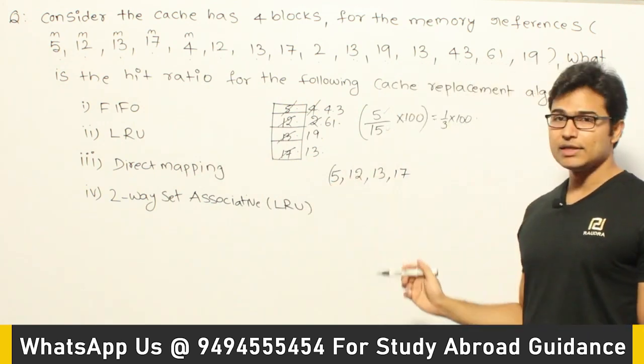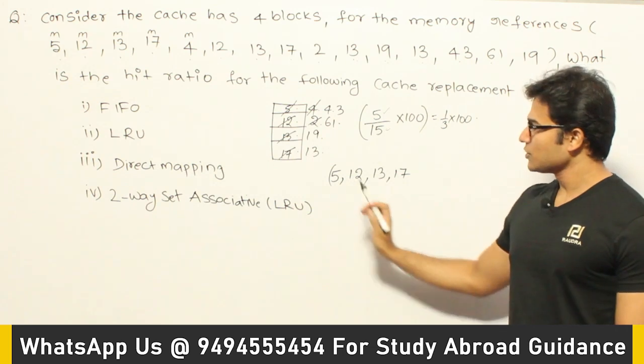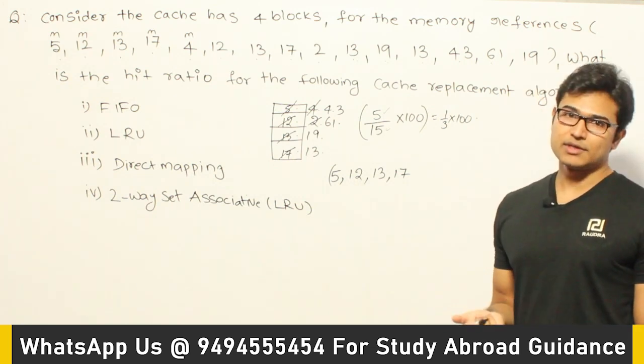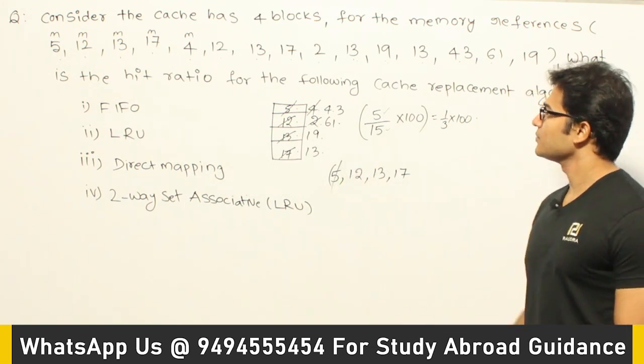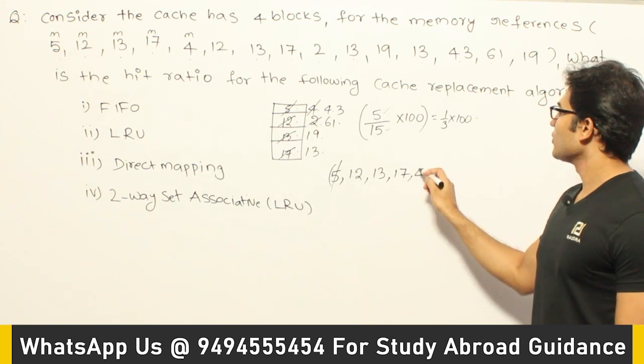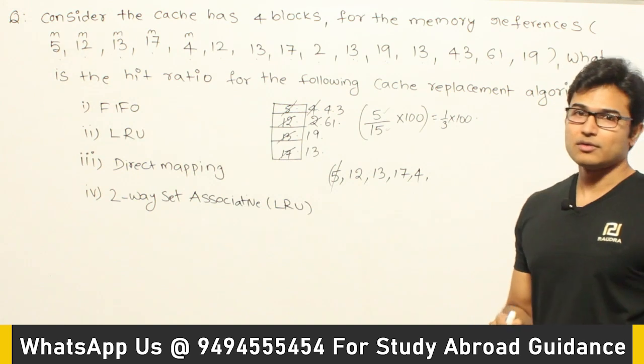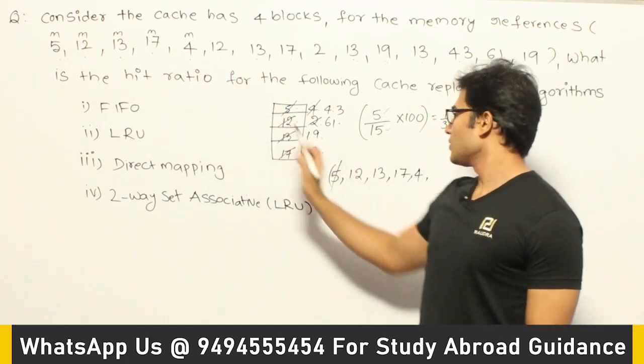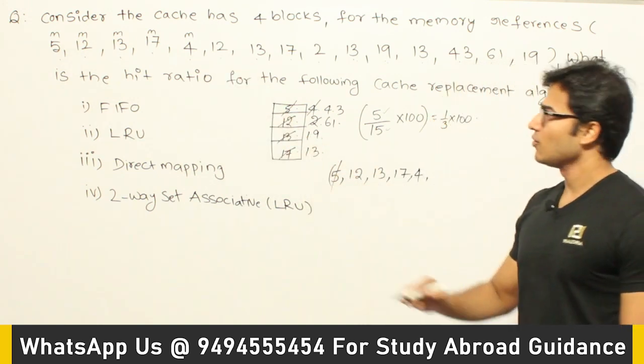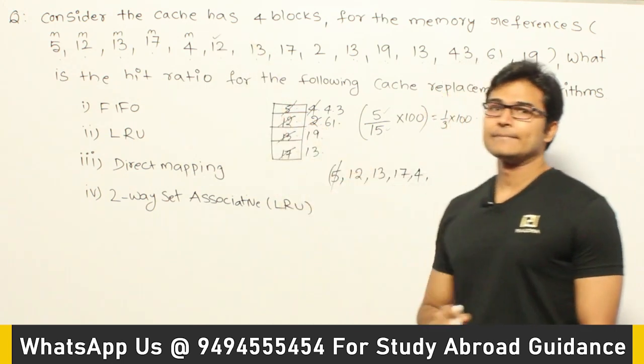The first one is the least one, which means the leftmost in the list is the least recently used. Therefore you have to replace this one with 4. Alright. And what is the next miss? Next reference is 12, but 12 is already present there. Therefore it is a hit, isn't it?